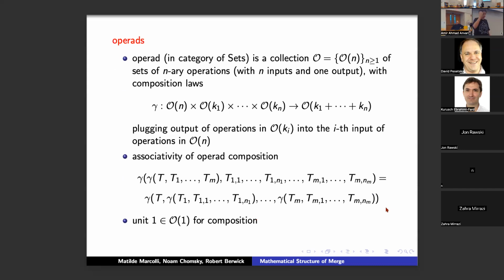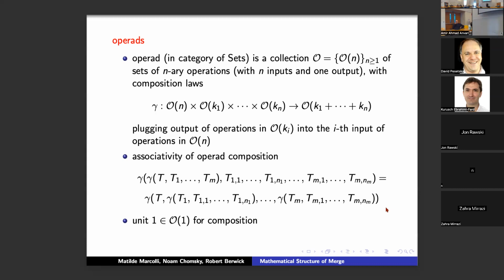An operad of sets, I mean, in mathematics it can be in various categories, but an operad of sets is a collection of sets in which the elements of each of these sets you think of as being n-ary operations, so operations that have n inputs and one output. So each of these sets is a collection of functions, if you want, with n inputs and one output. And these have compositions, and the compositions are kind of obvious.